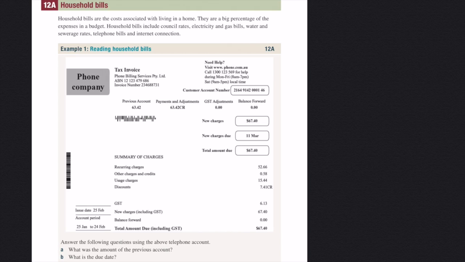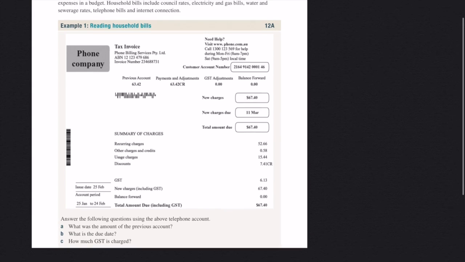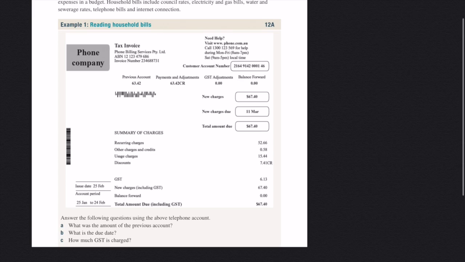Usually they take up a big percentage of your budget, and they include things like council rates, electricity and gas bills, water and sewage rates, telephone bills and internet connection. So in this example, all we're doing is looking at this bill and extrapolating information from the bill.